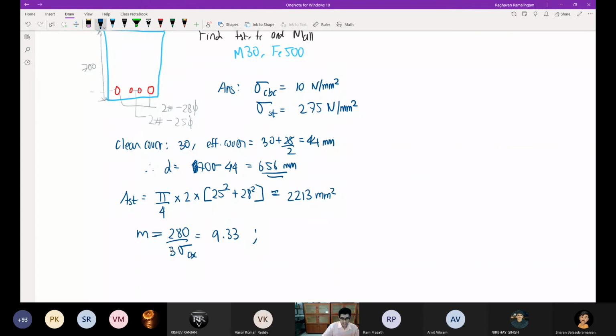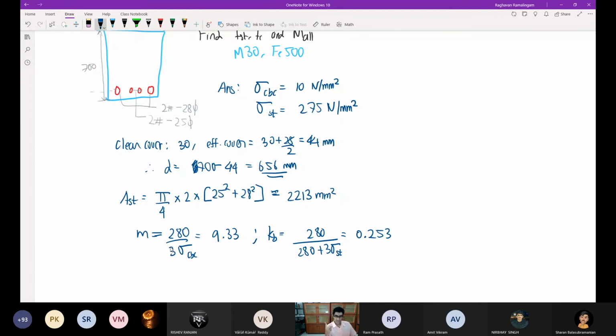And similarly, you can also find KB. Formula for KB, what is it? Balanced neutral axis. 280 divided by 280 plus 3 into sigma ST. Very good. So our sigma ST this time is 275. And when I do this, I get balanced depth of neutral axis 0.253.